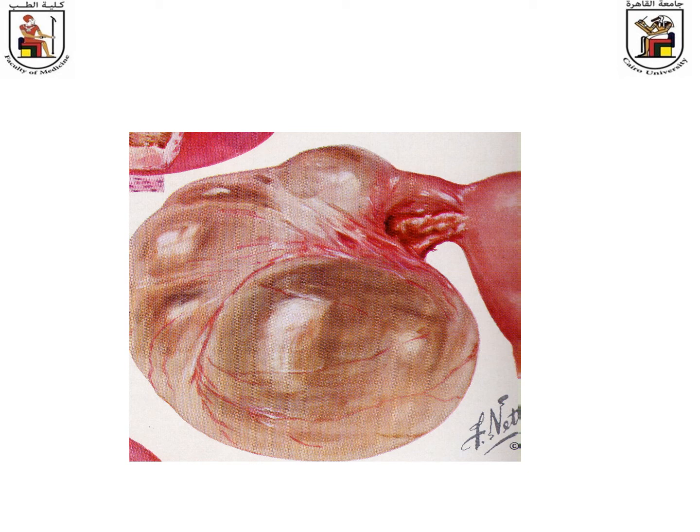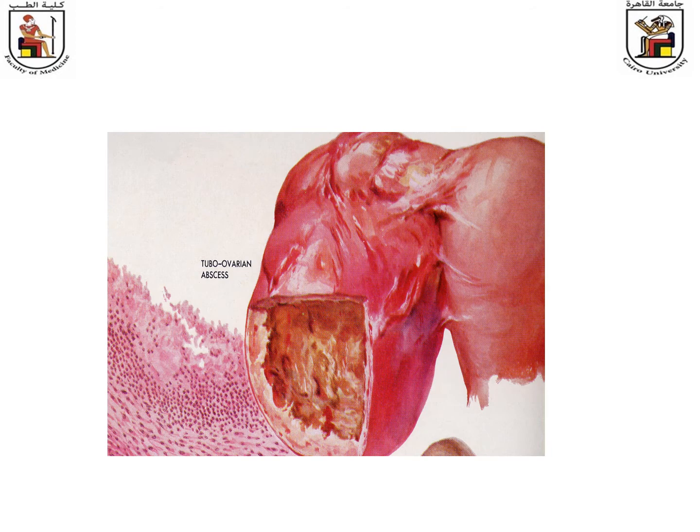This is the tube. This is known as a tubo-ovarian complex or tubo-ovarian abscess, and you can see here it is opened, this same tubo-ovarian abscess, and you can see the thick wall with pyogenic membrane covering the inner surface and pus filling the cavity.